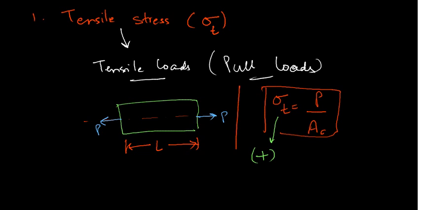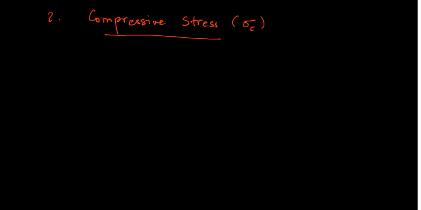Let's go on to the second kind of stress we have, that is compressive stress. Now compressive stress is denoted by sigma C. Compressive stress comes into picture when we have a compressive load. Now what's a compressive load? A compressive load can be associated with something in which the body is being pushed. So you're pushing a body from two sides, so it can be termed as a push load.